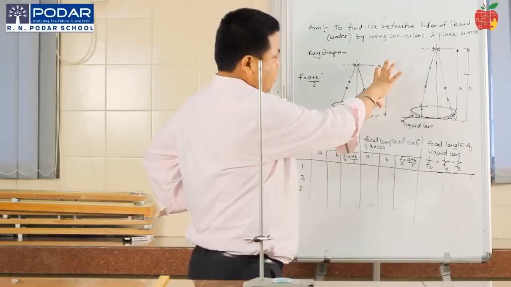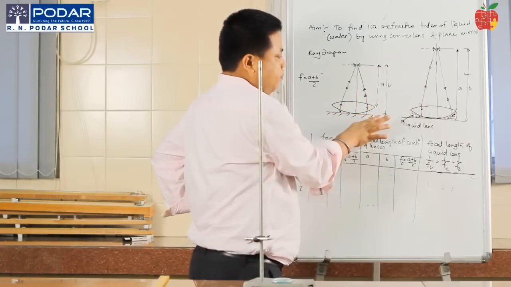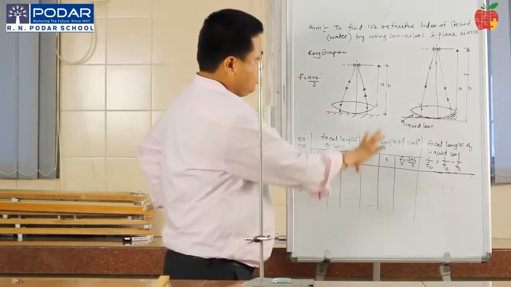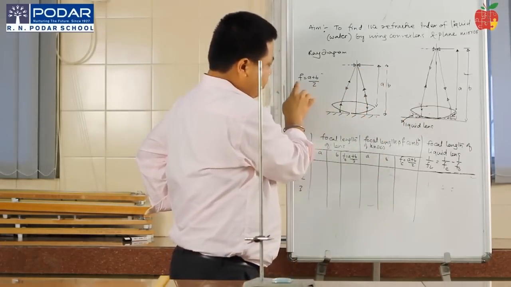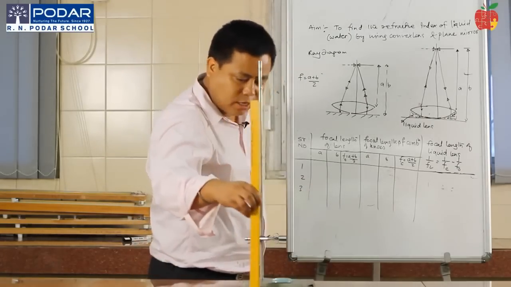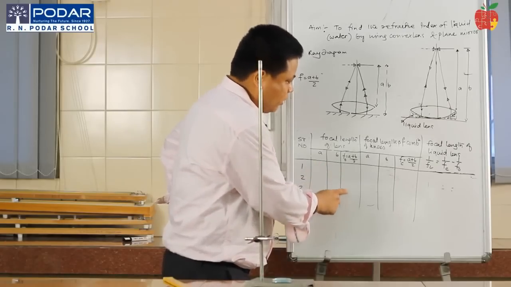So, this way we will calculate A and B. A is measured from the top of the lens and B is the distance measured from the top of the mirror. So, (A plus B) by 2 will give me the focal length. I will measure using a meter scale, and note down the readings of A, B and the focal length of the lens.